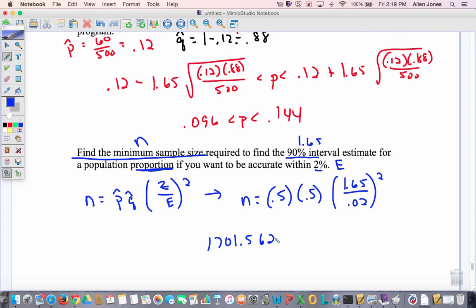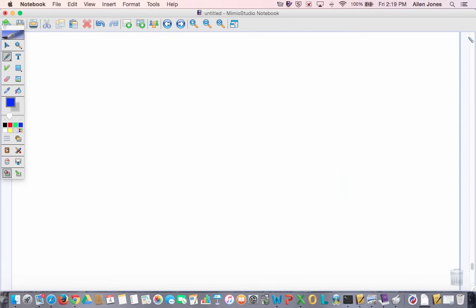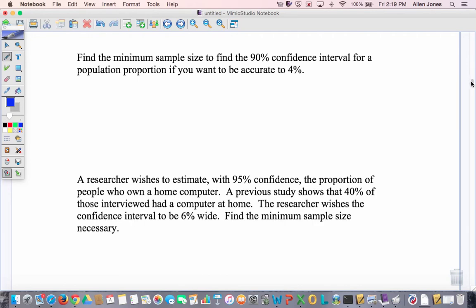If we do that calculation, we get 1701.5625. And as we mentioned back in the first section, make sure that we always round up. So our minimum sample size is 1702. So hopefully we can avoid that mistake. Make sure for your minimum sample size you always round that up to the next whole number.